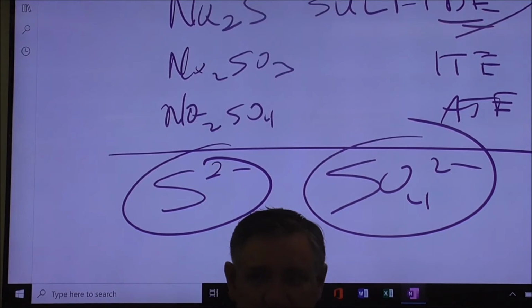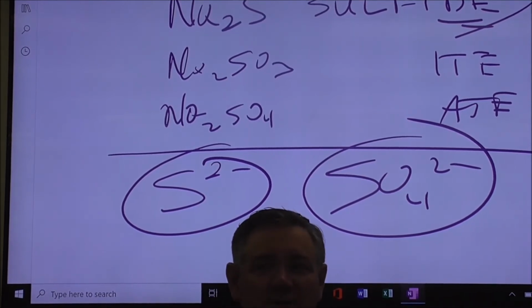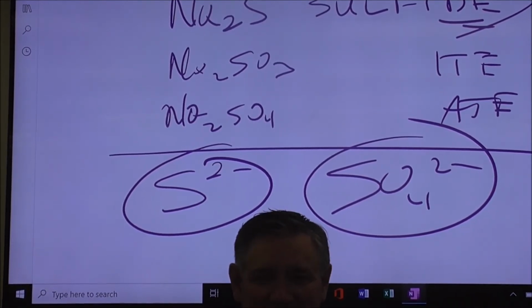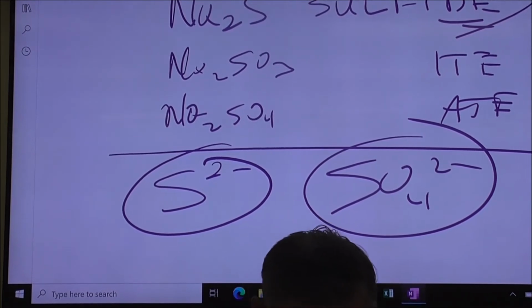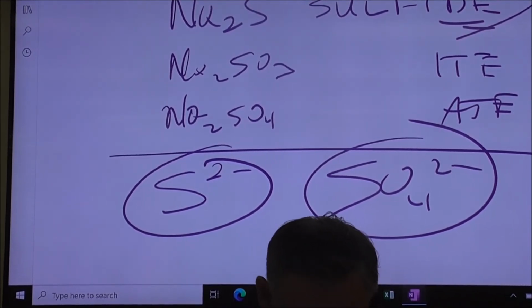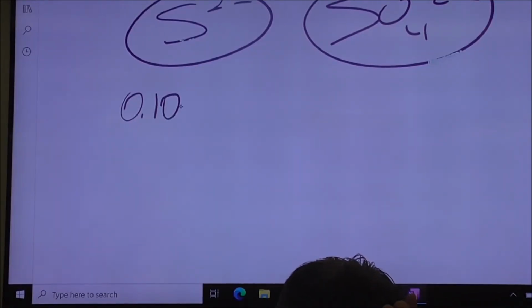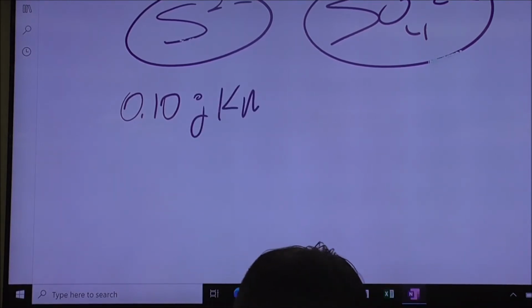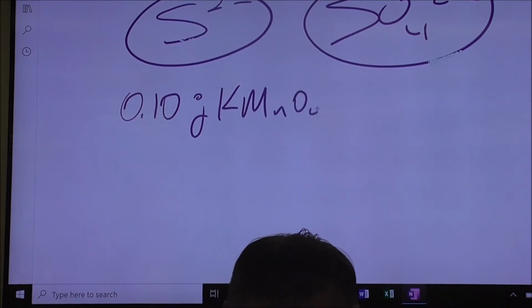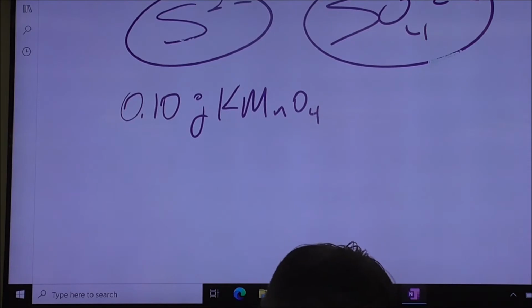Anything else? Emma, talk to me here. Number 10? How many formula units? Okay, so here's the deal. Let's start with this. You have 0.10 grams of KMnO4, right? Let's actually back up the bus and talk about number 9, because you have to have number 9 to do number 10.